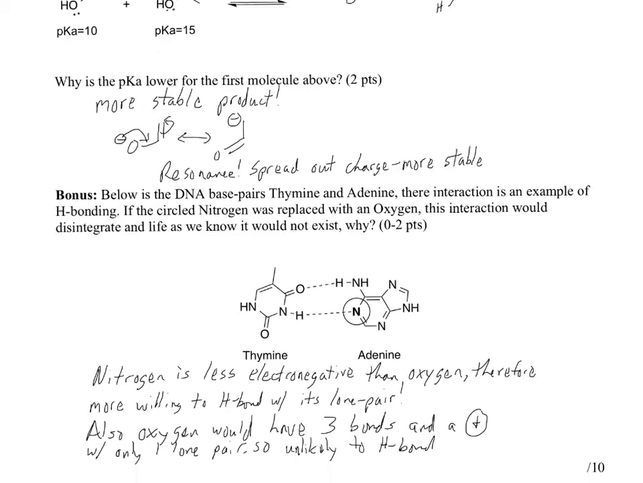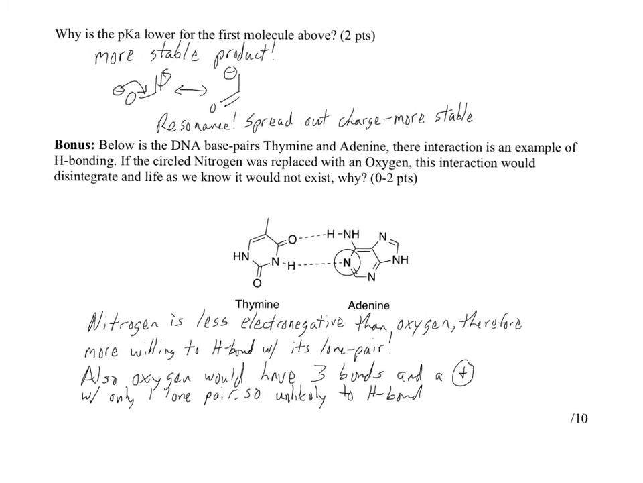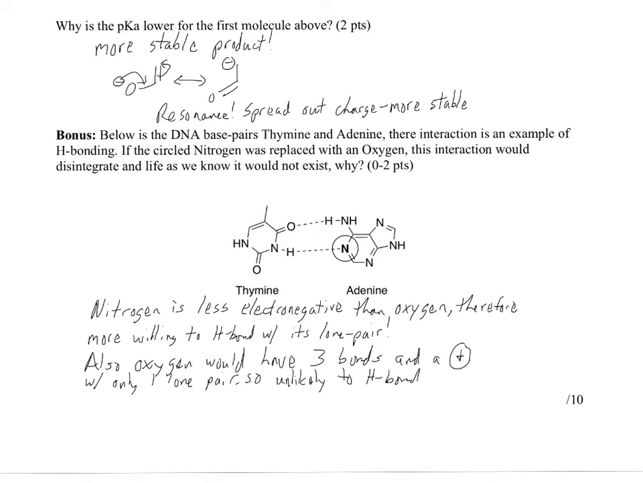Bonus question talks about, so below is the DNA base pairs thymine and adenine. Their interaction is an example of hydrogen bonding. If the circled nitrogen right there was replaced with an oxygen, this interaction would disintegrate, and life as we know it would not exist. Why? So basically we're trying to get at what's the difference between oxygen and nitrogen, right?